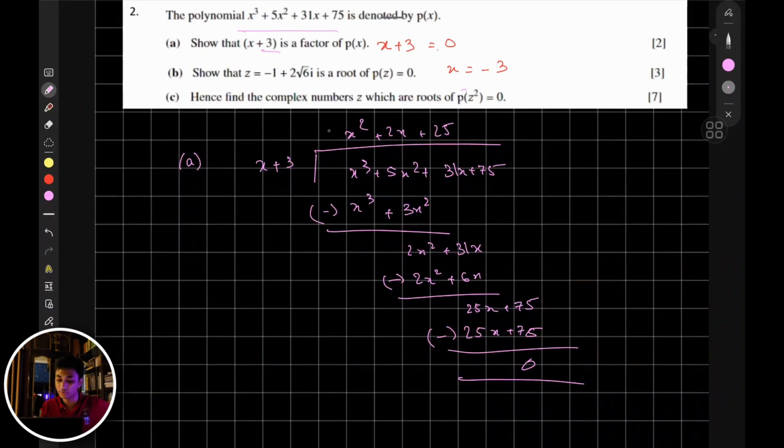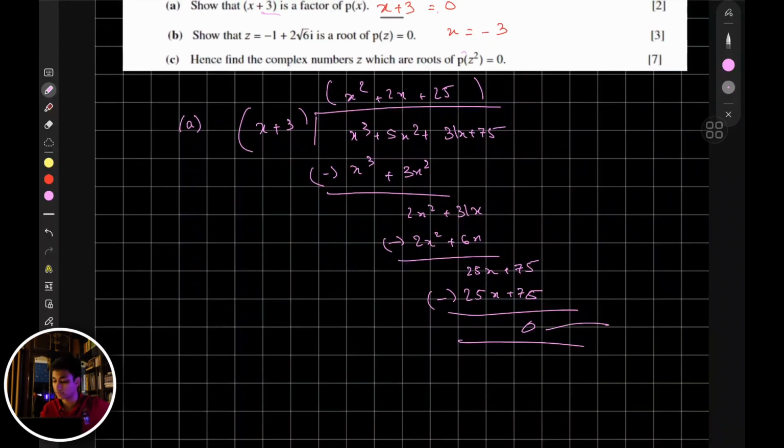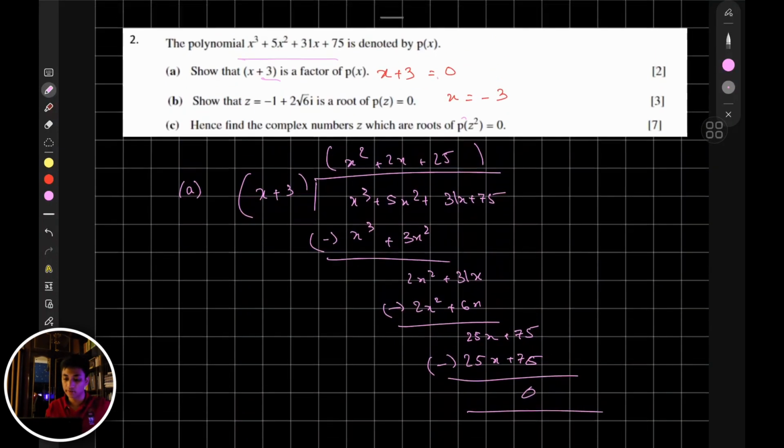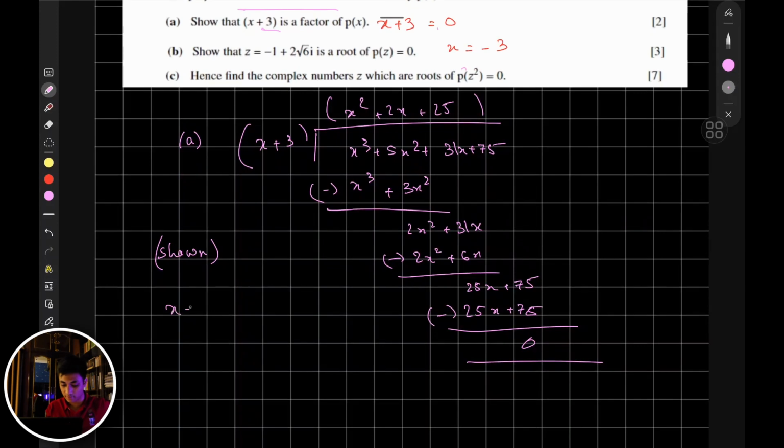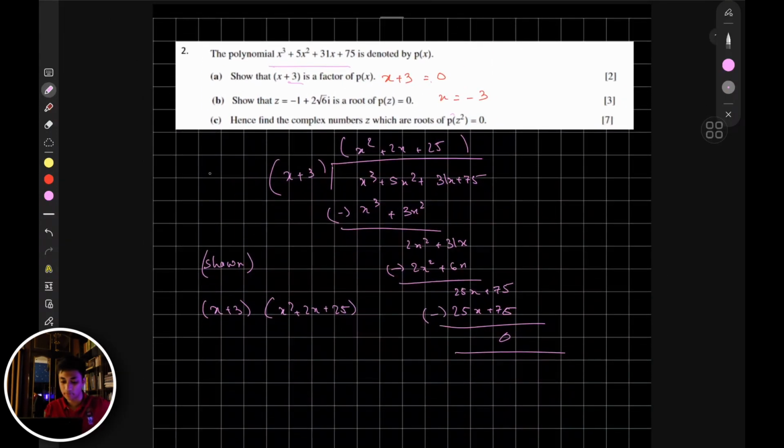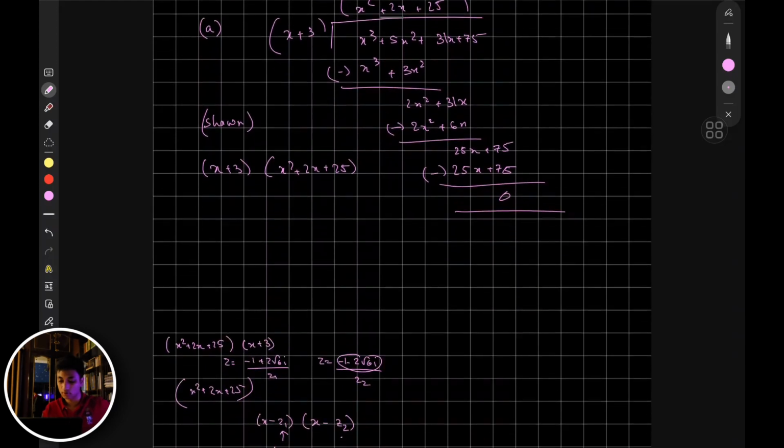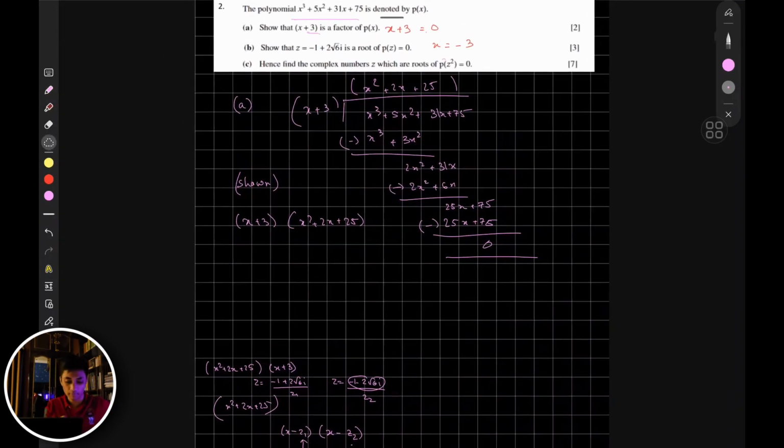Therefore, this is the proof that x plus 3 is a factor since the remainder is 0. Great. So if that's the case, you can say shown. So the factors are x plus 3 and x squared plus 2x plus 25. Great. This is A. Next part.